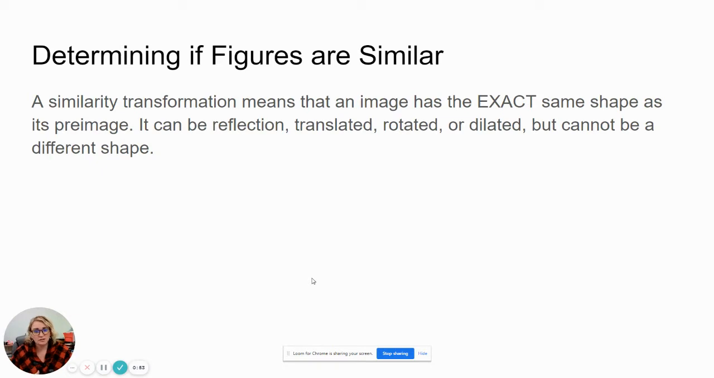It can be a reflection, it can be a translation, it can be a rotation, it can be dilated, but the shape cannot change. So you can't start with a triangle that looks one way and have a different looking triangle at the end. It can't go from a square to a triangle. It has to look exactly the same. And we're going to go through some examples of what that will look like.